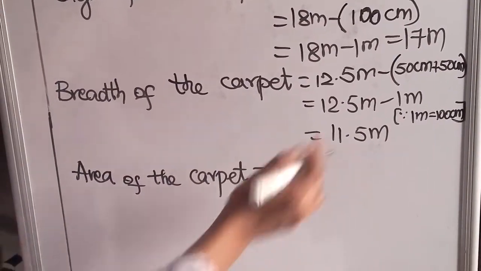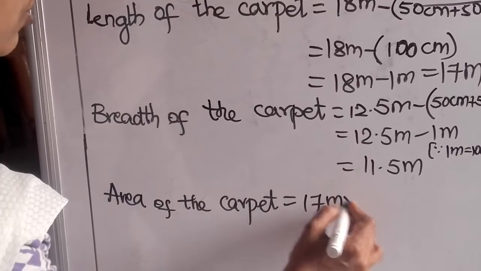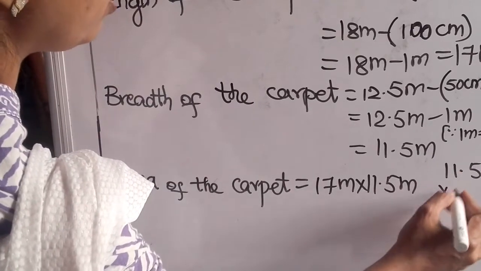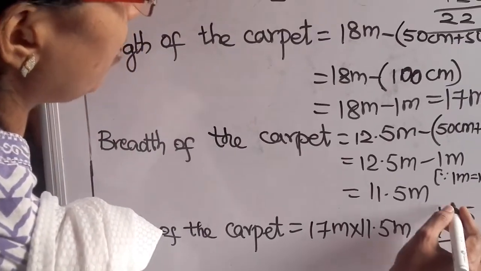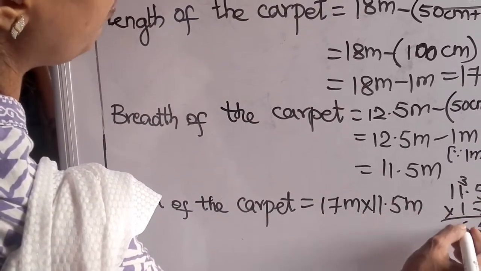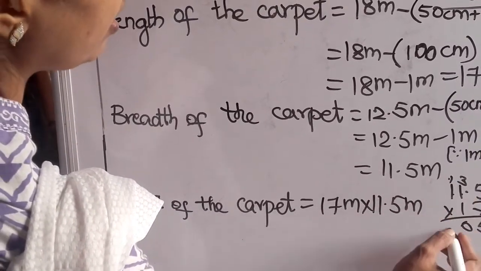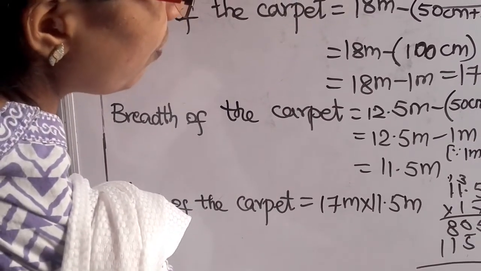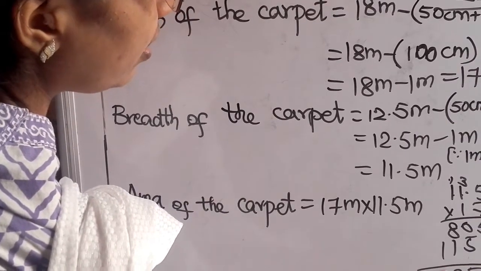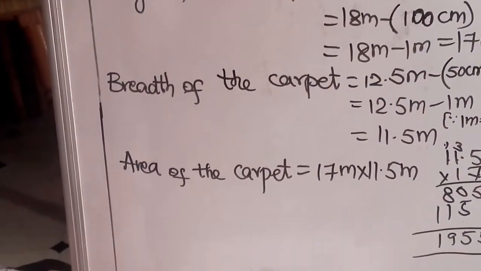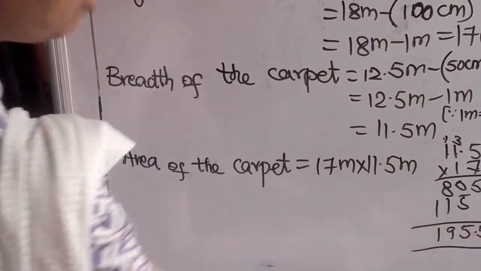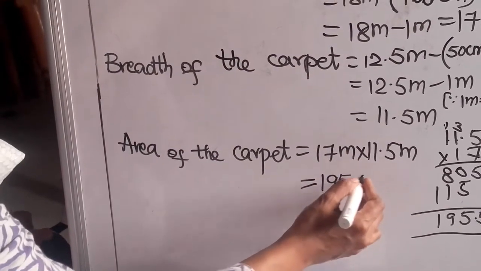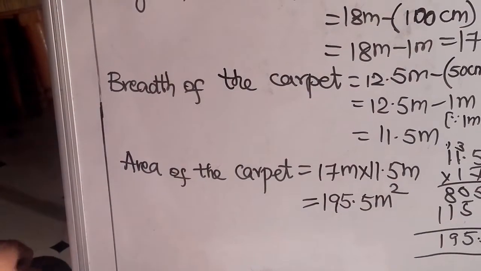Area of the carpet. This is equal to 17 meters into 11.5 meters. So 11.5 into 17. 7 5s are 35. 7 1s are 7. 7 plus 3 is 10. 7 1s are 7. 8. 7 multiply 5 1 1. So this is 5, 5, 9 and 1. Where should we keep the point? After one digit, keep the point. So this is equal to 195.5 meters square or square meters.